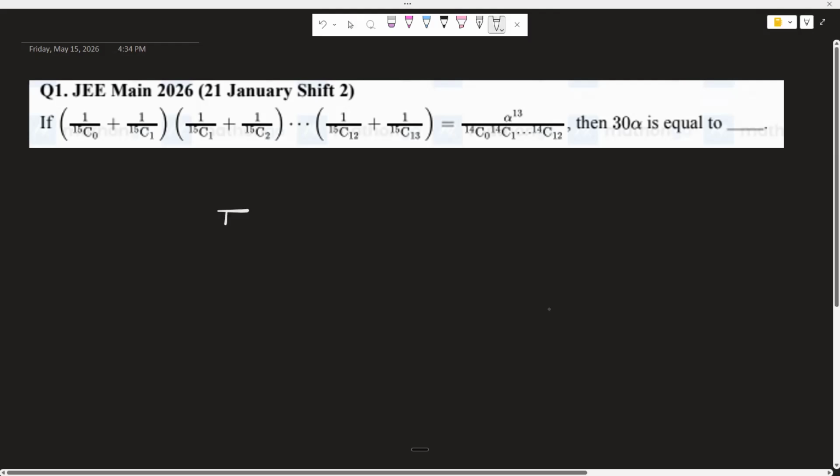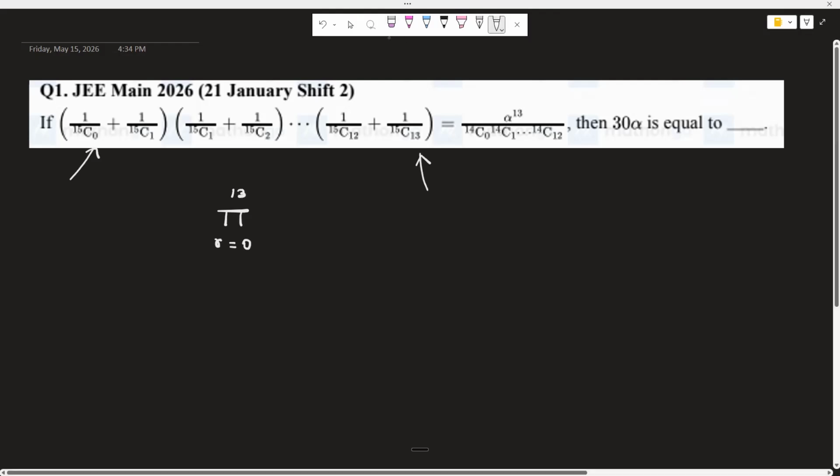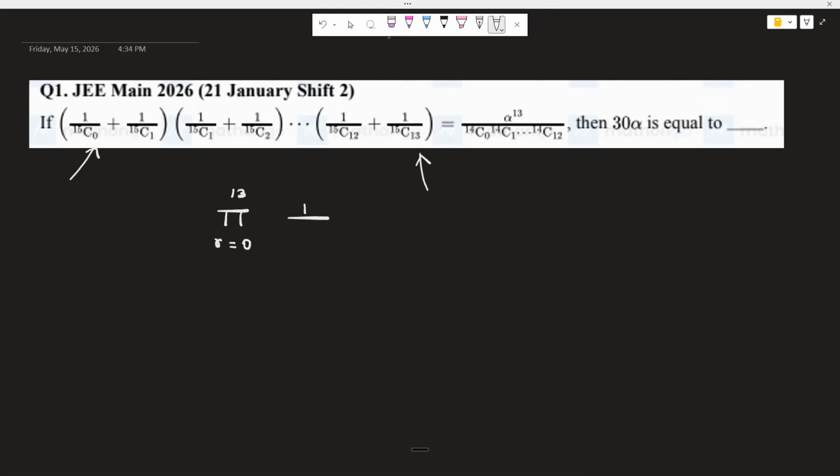So this is all products, so we can use pi notation to show multiplication. Take the dummy variable r, with minimum value 0 and maximum value 13. So take 0 to 13 and it is 1 by, here take n is equal to 15. So NCR, we can generalize the values as 1 by NC r plus 1. So this is the problem we need to solve.